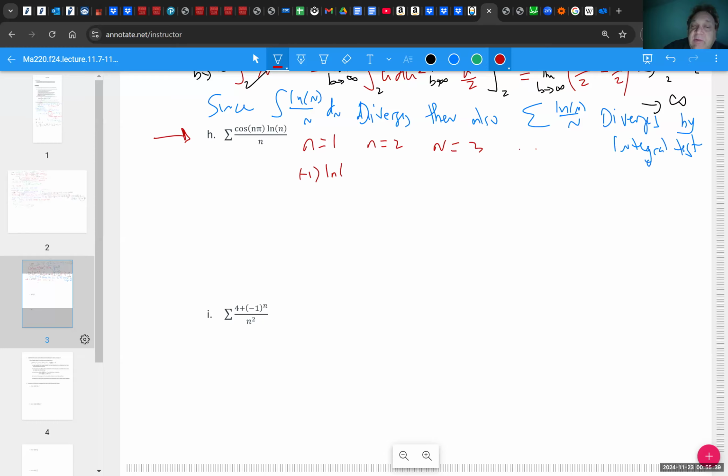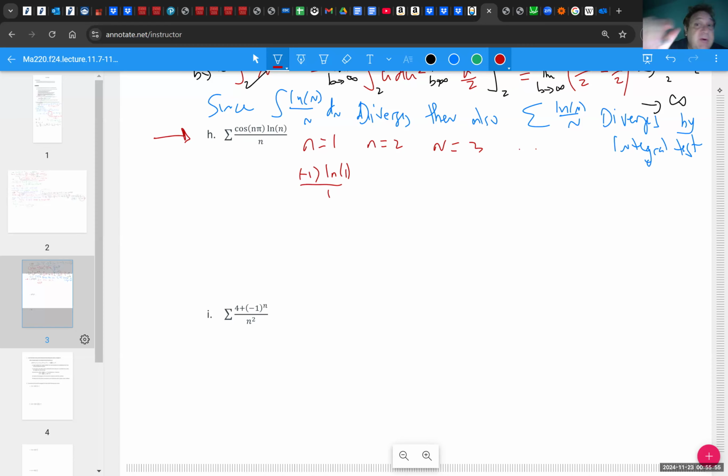We get ln of 1, which is 0 over 1. So that's all 0. Doesn't do much. If n equals 2, I have cosine 2 pi. What is cosine 2 pi? Well, 1 pi would be -1, and 2 pi would be +1.